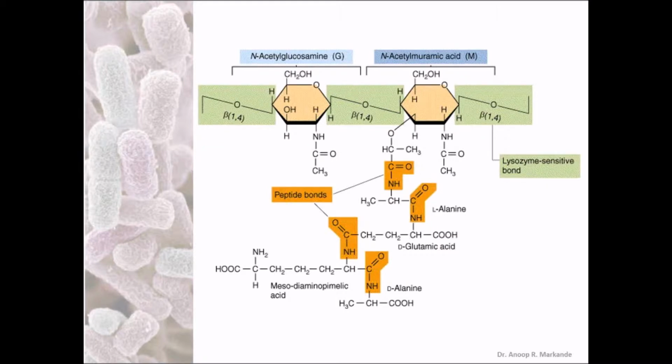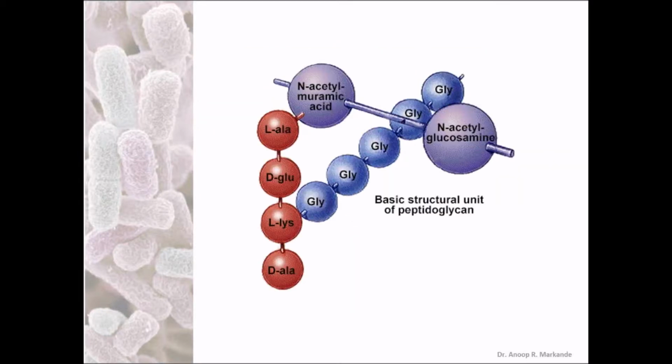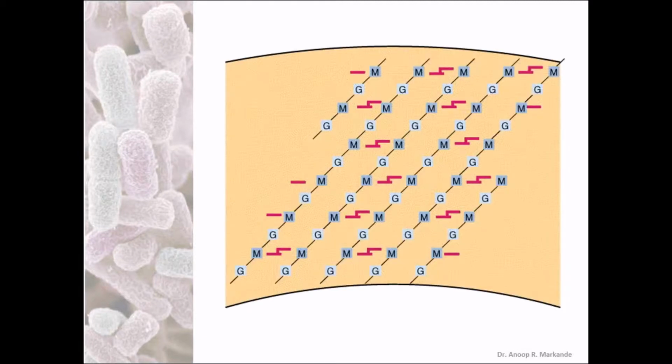As seen in this image, this is the cross-link between N-acetyl glucosamine and N-acetyl muramic acid in a bacterial cell wall, making up the bacterial peptidoglycan layer, also called murein.